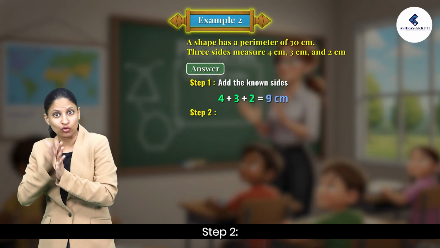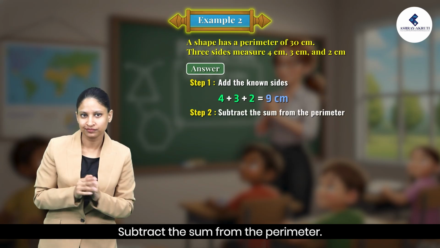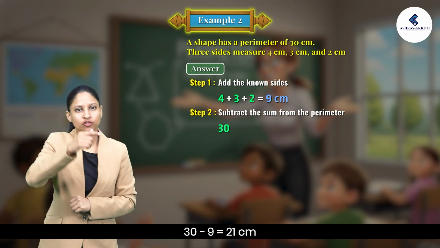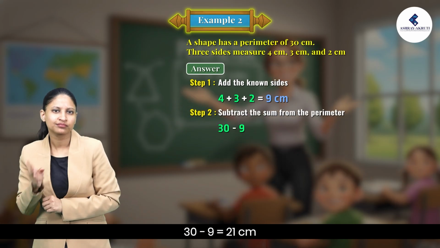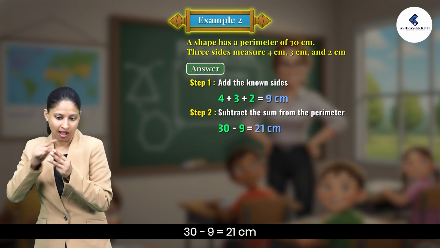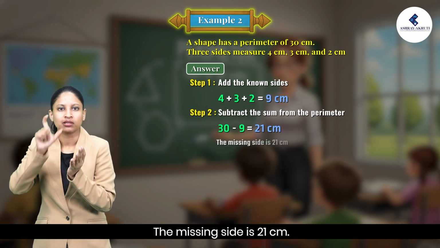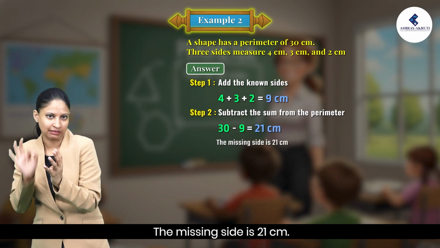Step 2. Subtract the sum from the perimeter. 30 minus 9 is equal to 21 centimeters. The missing side is 21 centimeters.